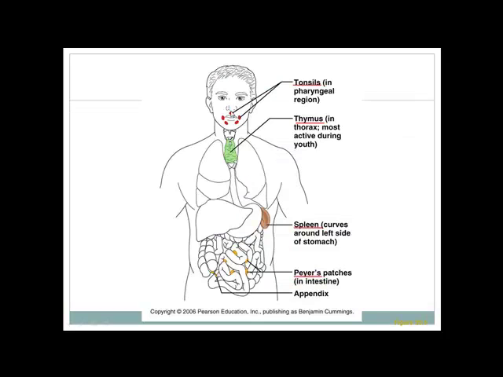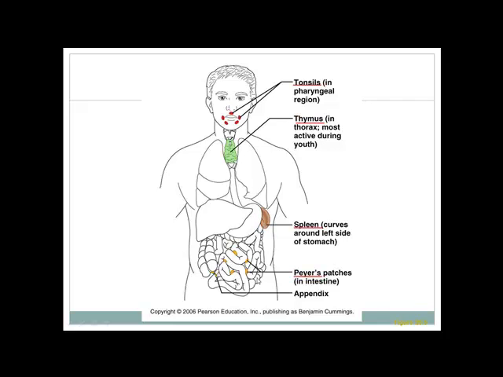So we have our tonsils. You have your thymus. It's going to play a role in activating T cells. It's very, very large in youth. It grows from an infant until a youth, and then it starts to break down. By the time you are in your 70s or so, it can be microscopic. So it gets smaller and smaller.